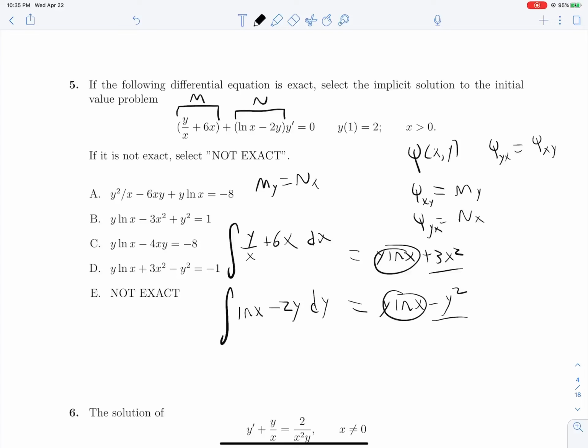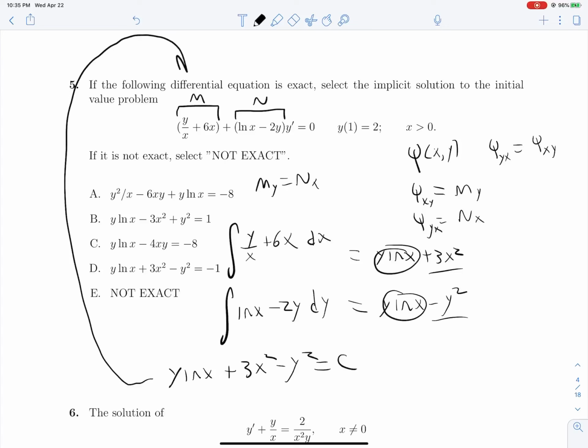So we can say that y ln x plus 3x squared minus y squared is equal to some constant c. And so now we have the implicit form of our solution. And if you want to prove to yourself that this is in fact the function phi that satisfies everything we've been talking about, take its partial derivative with respect to x, you will get m, and take its partial derivative with respect to y, and you will get n.